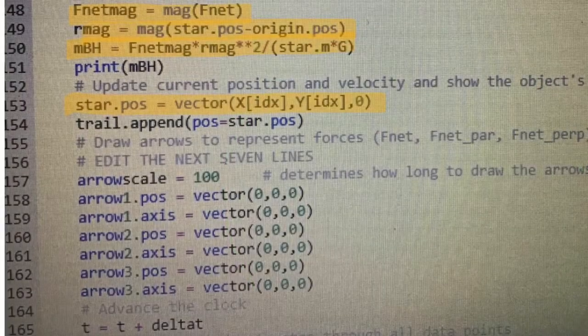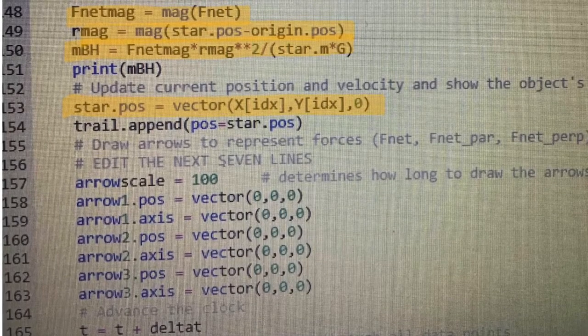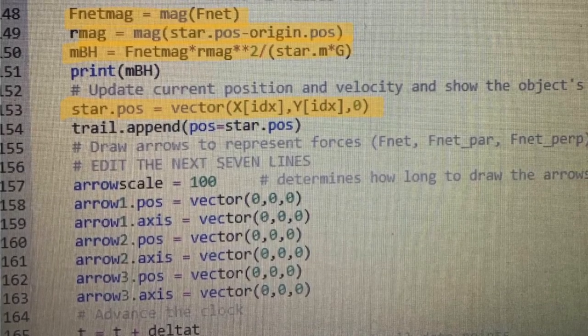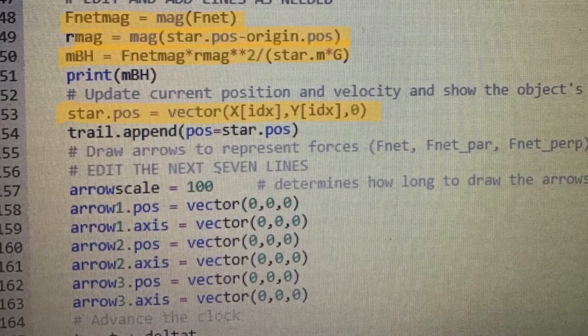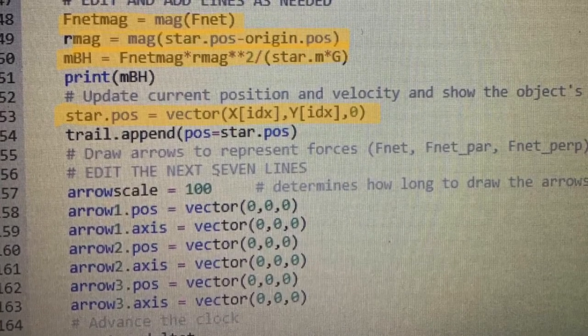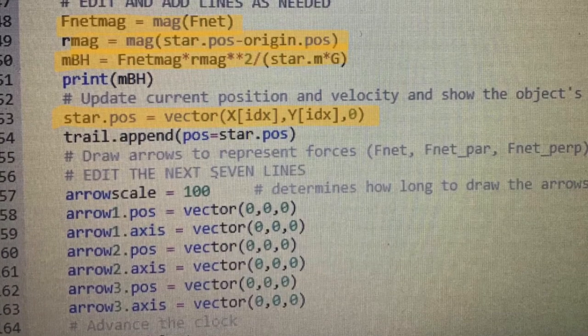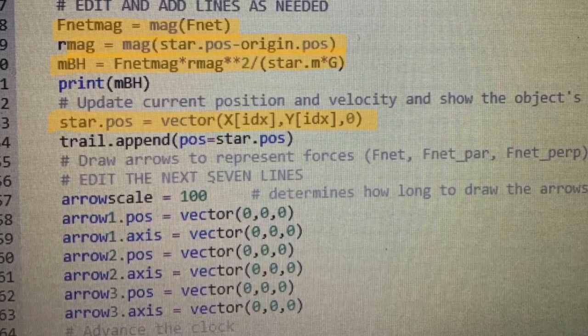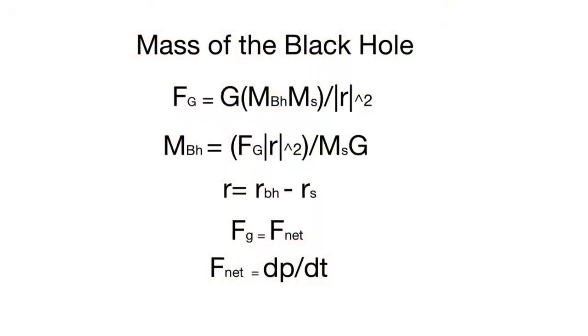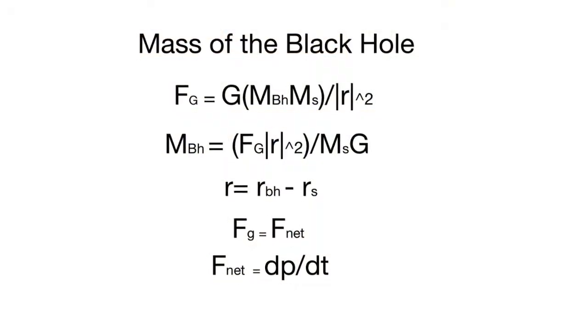Now that we can calculate the net force, we can solve for the mass of the black hole. We added 2 new lines of code in order to complete this process. First is the magnitude of the net force. We define that line in VPython. The second new line is the magnitude of distance. Since we knew the black hole was at the origin, we set r to be the distance of the star from the origin and took the magnitude of that. After adding those lines, we are now capable of solving for the mass of the black hole.